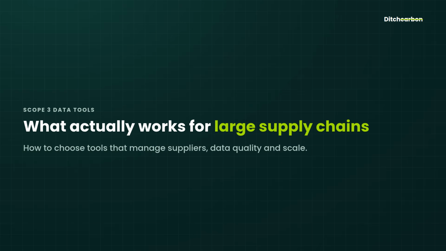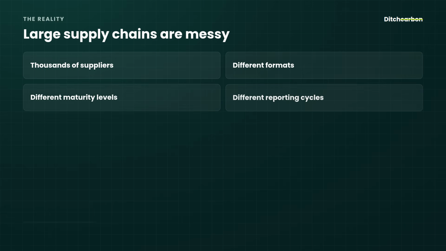If you're managing Scope 3 across a large supply chain, you've probably realized that the problem isn't finding another carbon calculator. The problem is finding a system that can actually handle the reality of your supplier network. Hundreds or thousands of suppliers, different data formats, different levels of maturity, different reporting years, different product footprints, different response rates, and a sustainability team that somehow has to turn all of that into one usable picture.